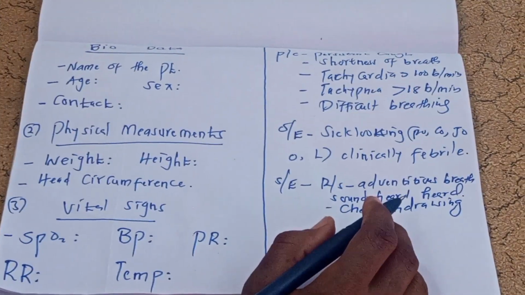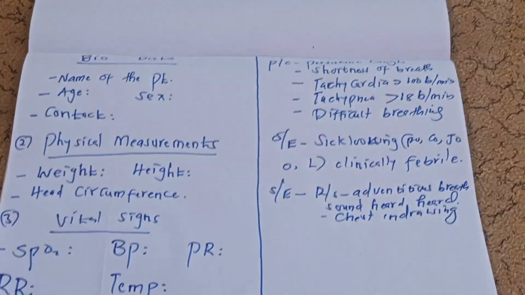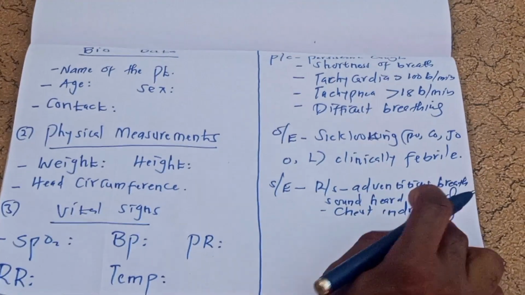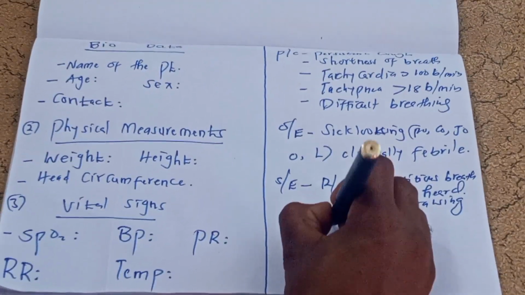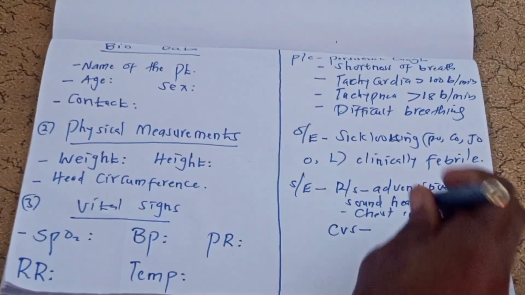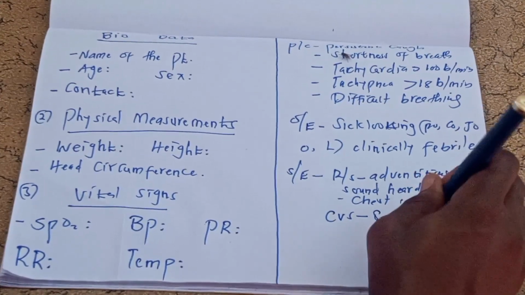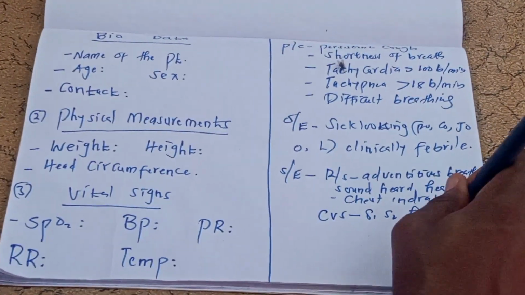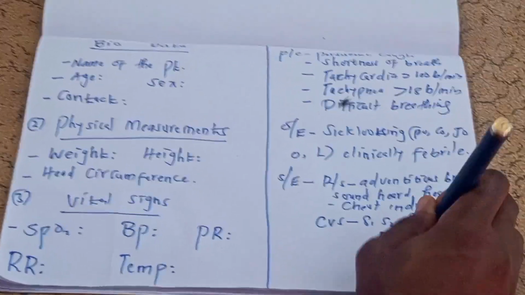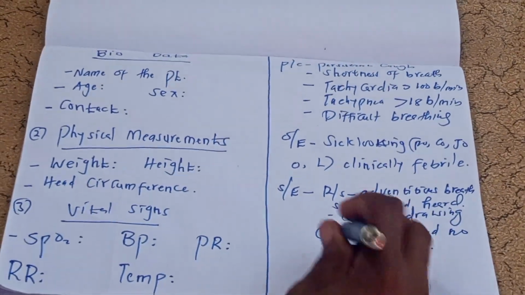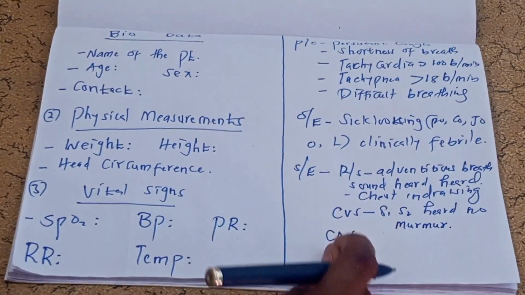So whenever you are doing a respiratory system examination, you have found adventitious breath sounds, chest indrawing. Then secondly, you go for the cardiovascular system, which is CVS. In the cardiovascular system, you observe S1, S2 heard, no murmur. Then you go to the CNS, that is the central nervous system.